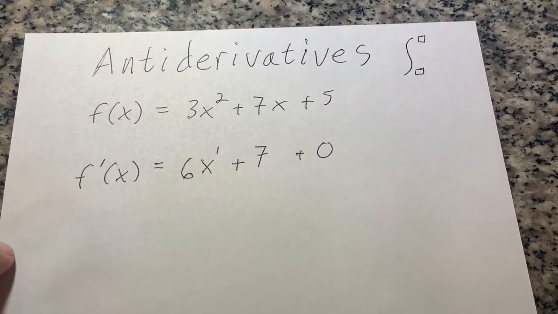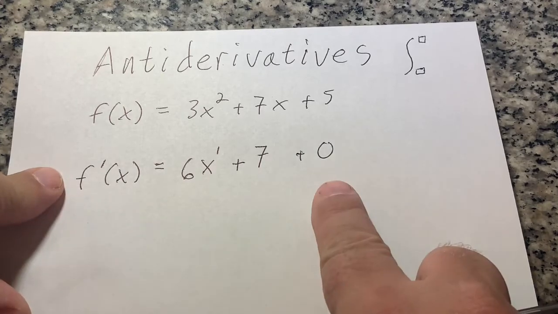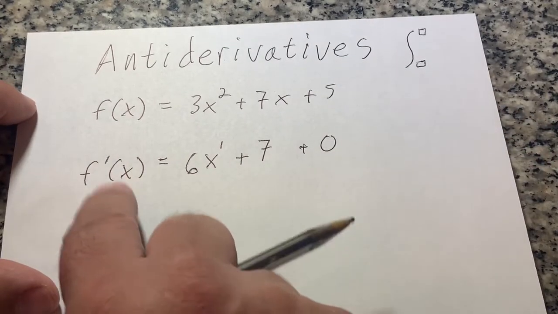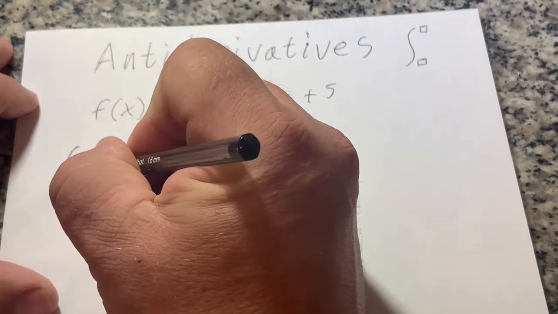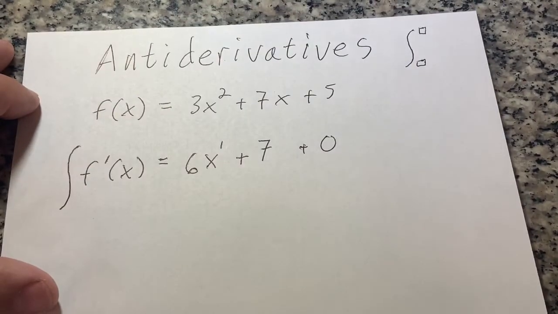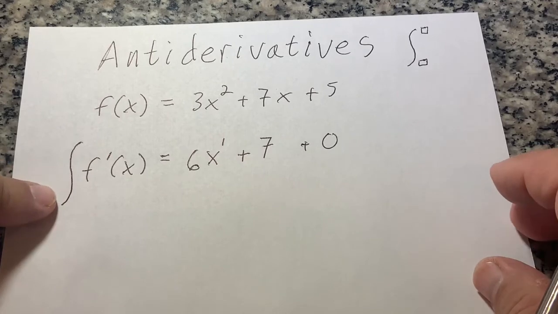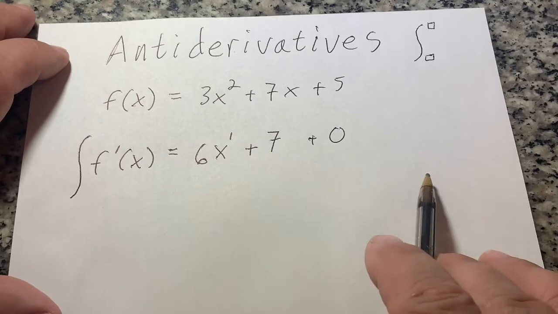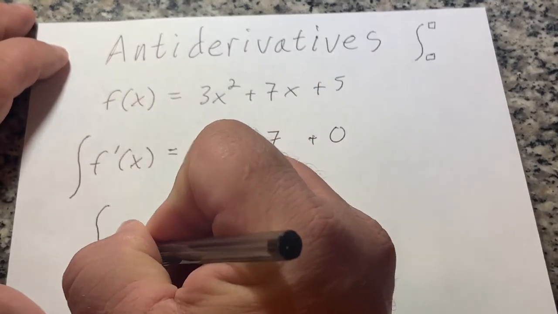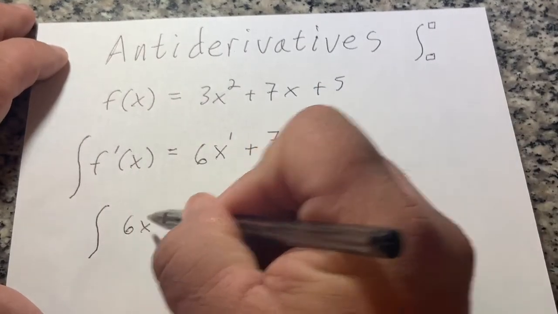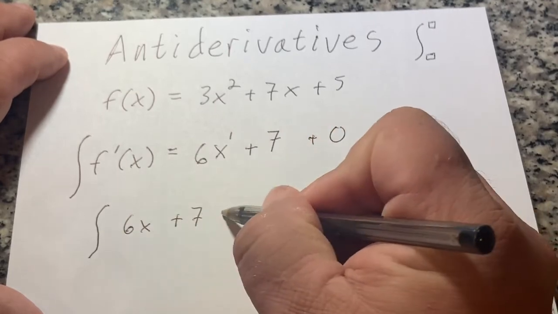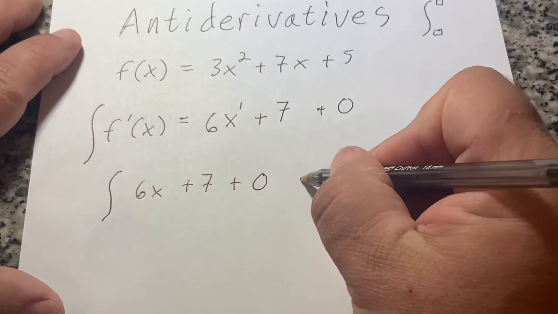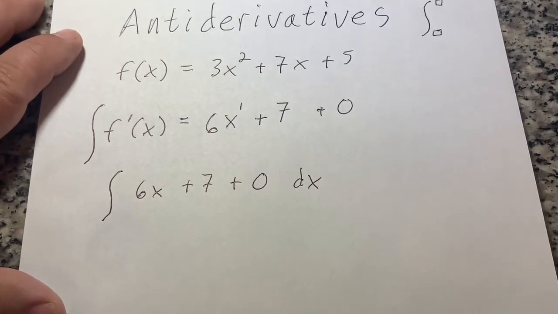So now what we want to do is we're given this, and we want to write the original. The way to get back to the original is to put this antiderivative symbol in front of it. So the antiderivative of the derivative equals f of x. So I want to find the antiderivative of 6x plus 7 plus 0, and usually we say with respect to x.